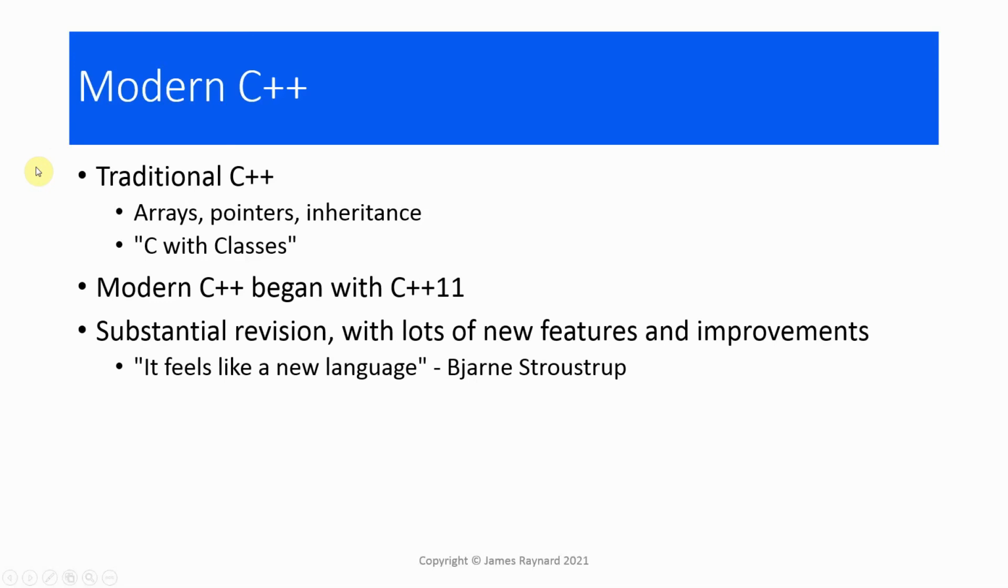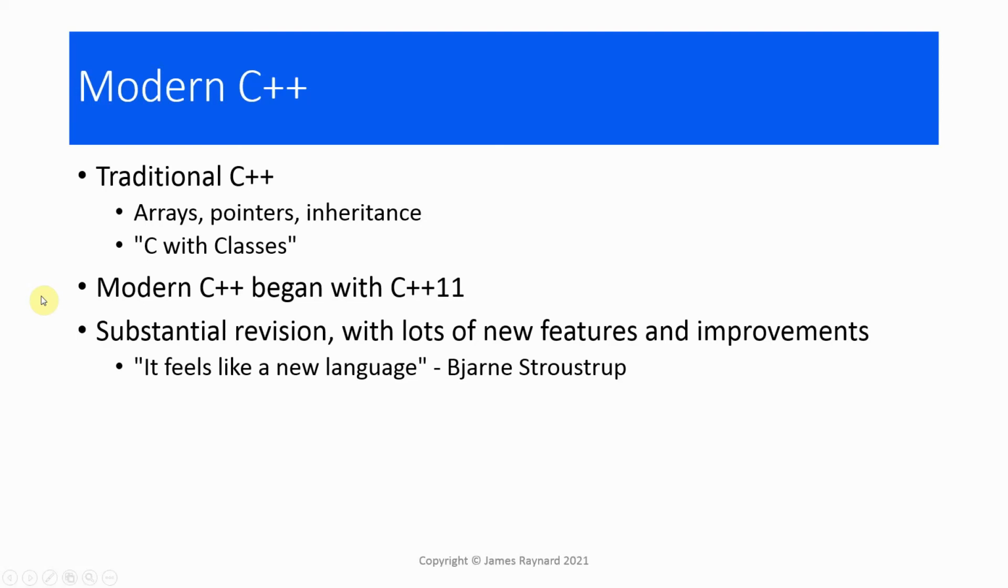First of all, what is Modern C++? C++ was inherited from C. It was originally concerned with arrays, pointers and inheritance and things like that, and it was first called C with classes. Obviously some later features were added, such as templates, exceptions and the standard template library. But for many people, C++ really is C with a few extra bits stuck onto it.